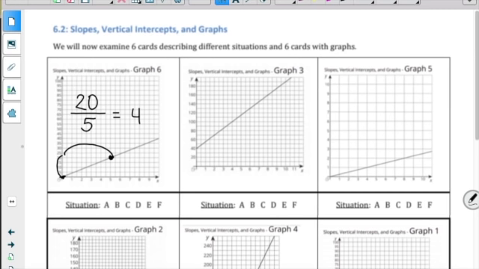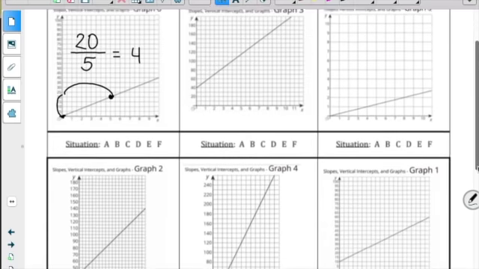Okay, not quite what we're looking for. We're looking for a slope of 10. So let's keep going. Let's go down to the next one.